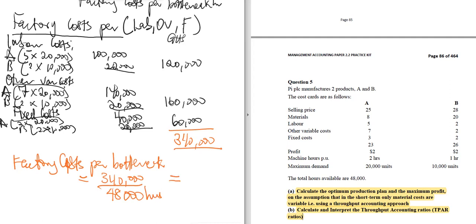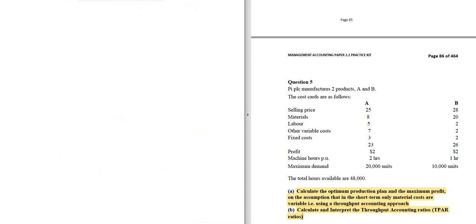340,000 divided by 48,000. That gives us 7.083. Okay, so this is our factory cost per bottleneck hour. So now the next stage is to get our throughput accounting ratio. How then do you get your throughput accounting ratio? We can get it for each product.